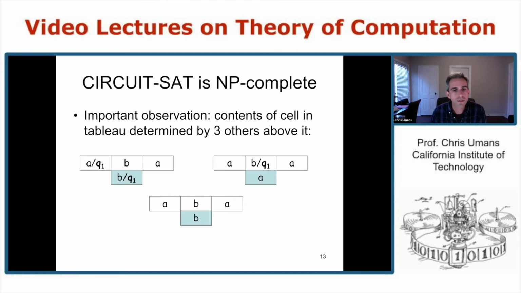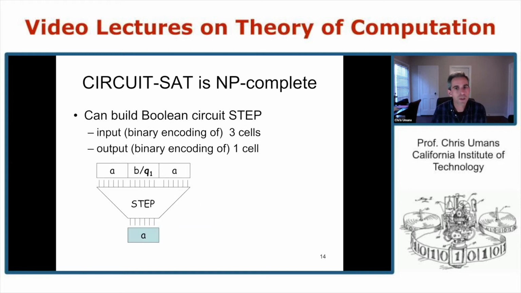Very important. Okay, so now using that idea, we can do the following thing. We can build a Boolean circuit, which I'll call step, which takes the contents of 3 cells in the tableau and produces the content of the cell in that middle position in the next row. Okay, and when I say it takes, this is a Boolean circuit, so it takes bits and it outputs bits. So what I really mean is that you've decided upon a way of encoding in binary the contents of a cell in the tableau.